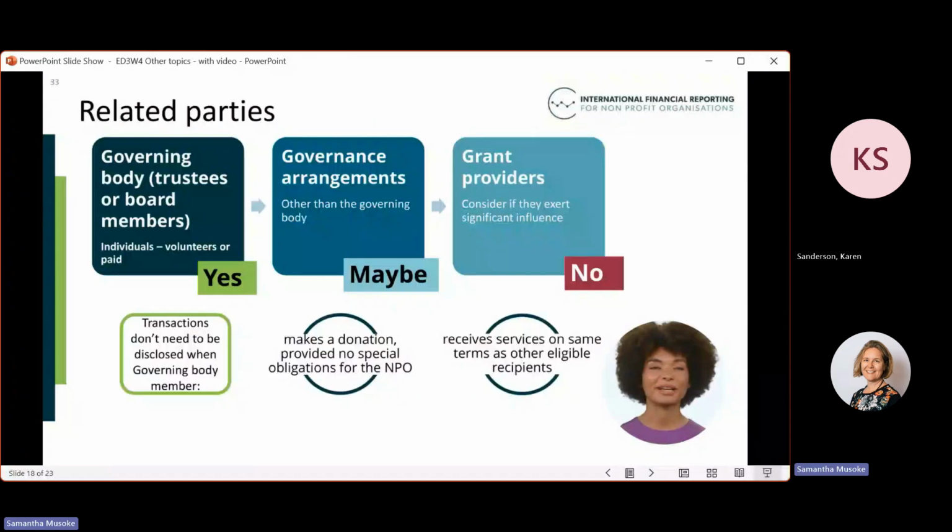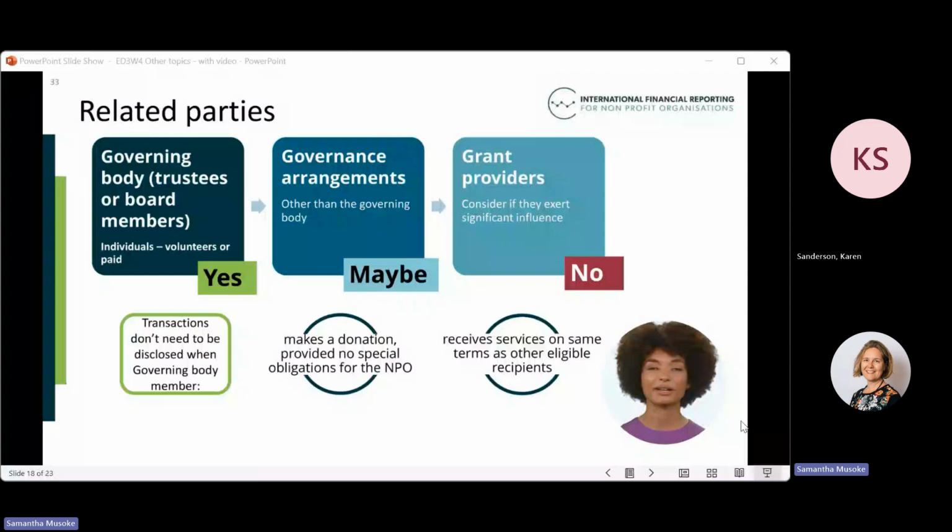NPO governing body members are considered in INPAG to be a related party, whether or not they are paid. NPOs must consider whether their governance arrangements result in other related parties. INPAG does not require the disclosure of transactions with governing body members where any grants or donations they make or services they receive are made as part of an arm's-length transaction or received on the same terms as service recipients. No new disclosures have been added about taxation and out-of-pocket expenses for these governing body members.